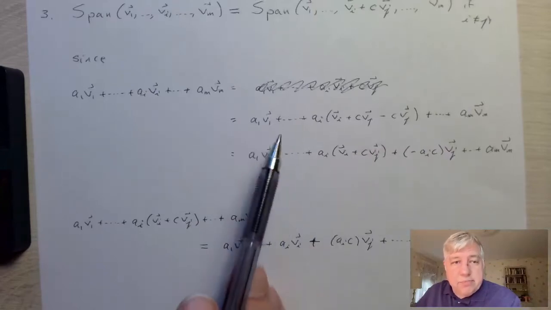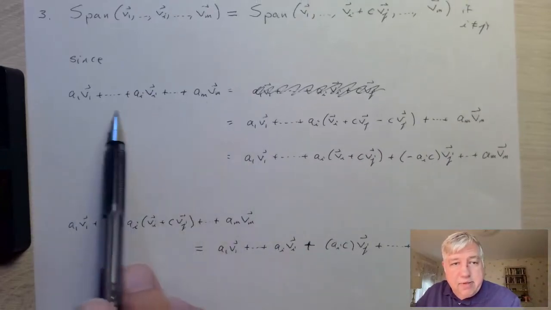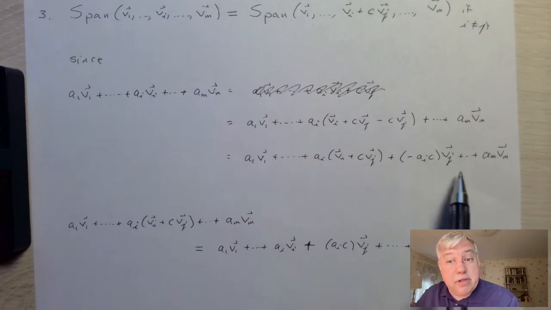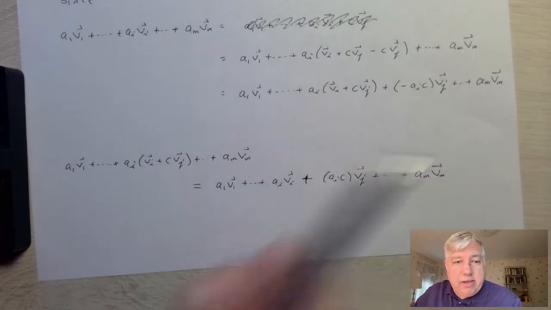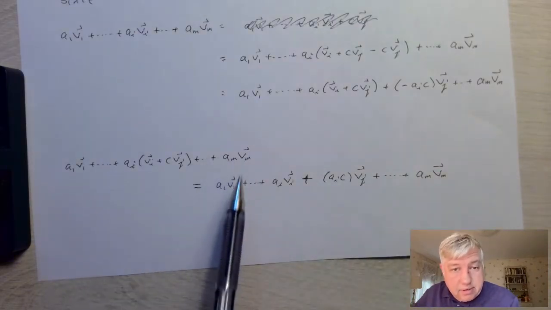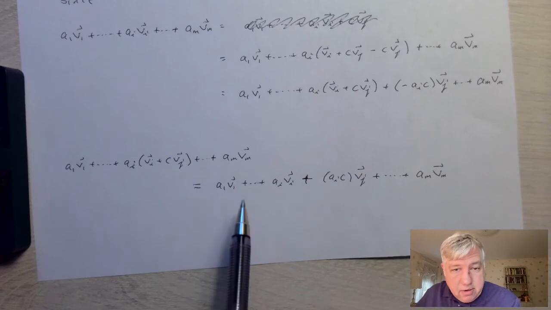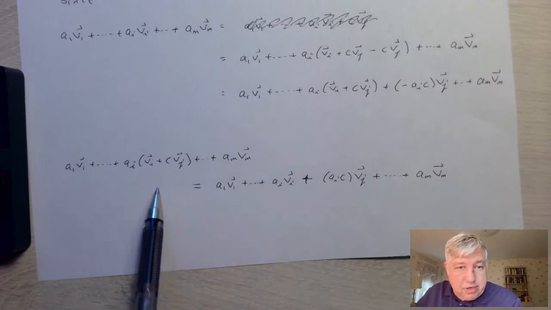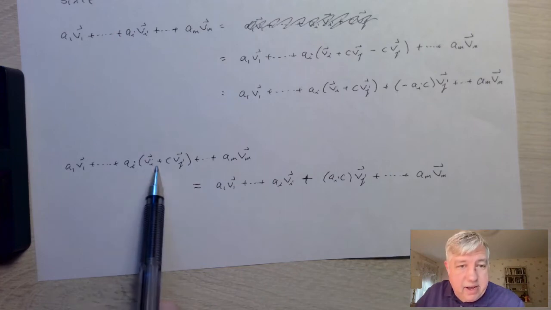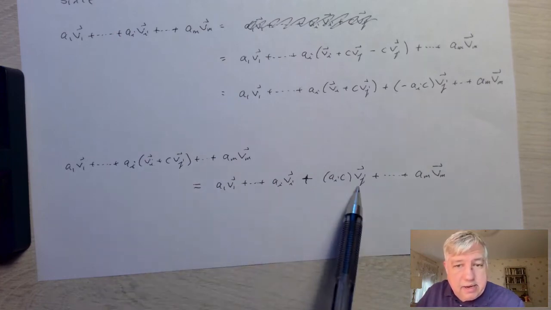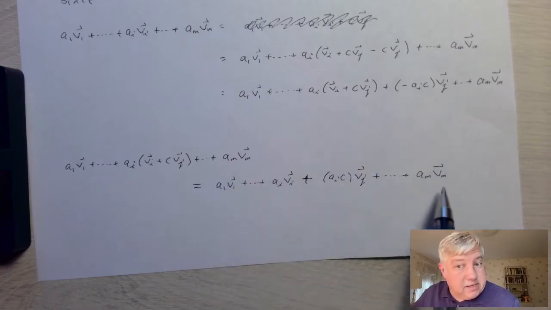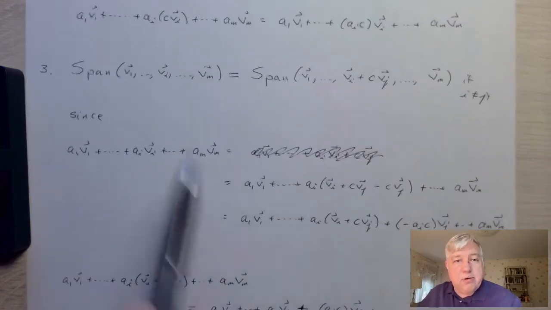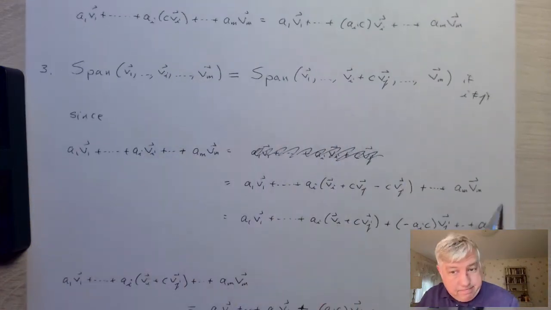So any linear combination of the first set is equal to a linear combination of the second set, and similarly any linear combination of the second set will be a linear combination of the first set, because all we have to do is basically break this up. This is ai times Vi plus ai C times Vj, and so everything here is a linear combination of the original V's. Okay, so these spans are the same.